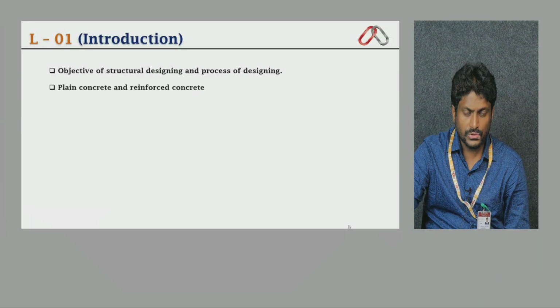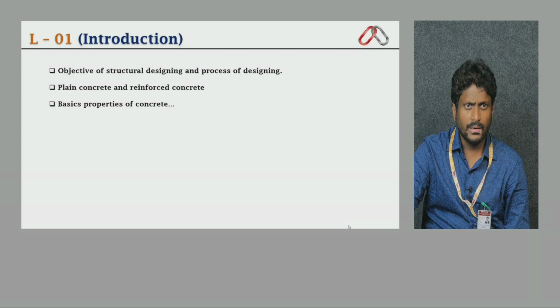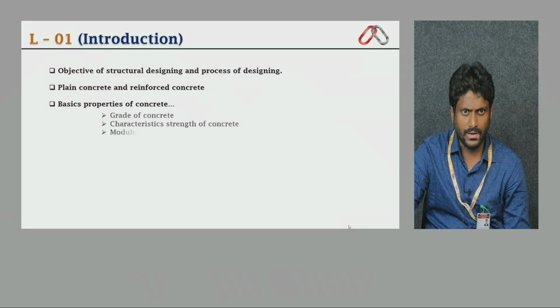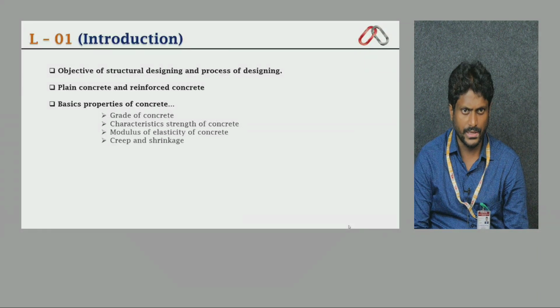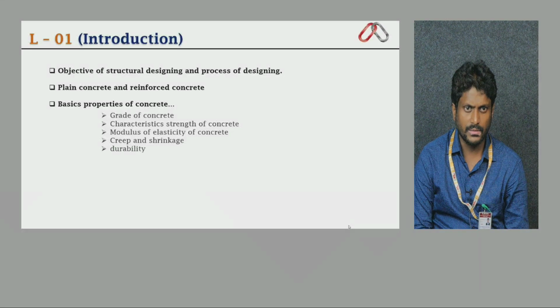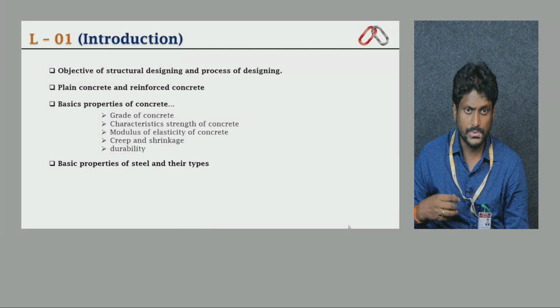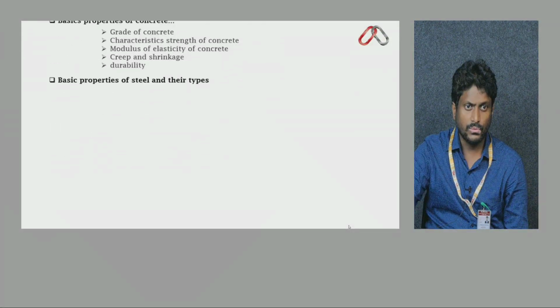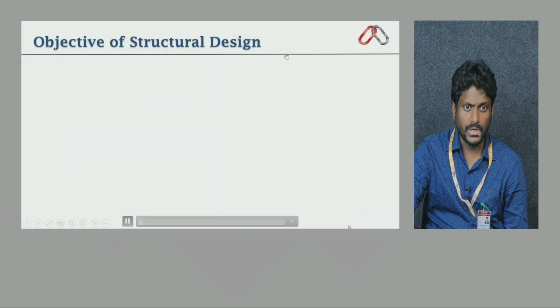plain concrete and reinforced concrete, then the basic properties of concrete we are going to discuss. We are going to see all these parameters in terms of grade of concrete, casting strength of concrete, modulus of elasticity of concrete, creep and shrinkage, which I explained just before, and even durability. Of course, basic properties of steel and their types we are also going to discuss in the subsequent slides.